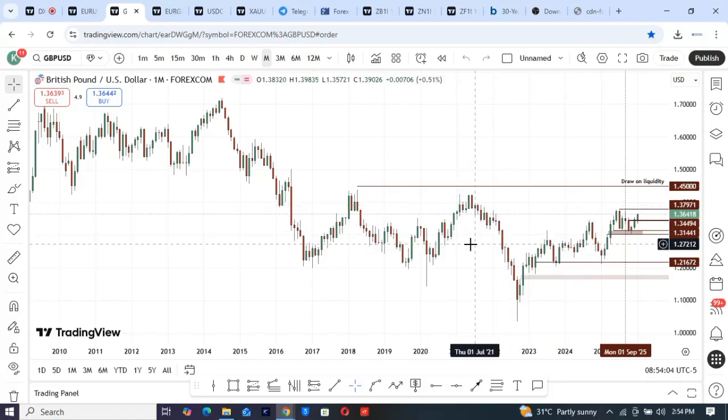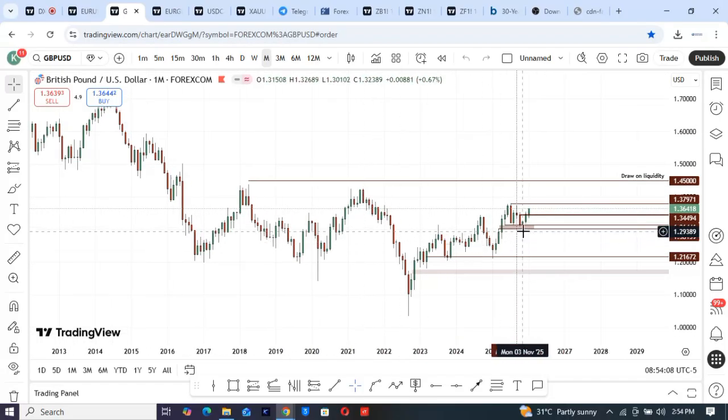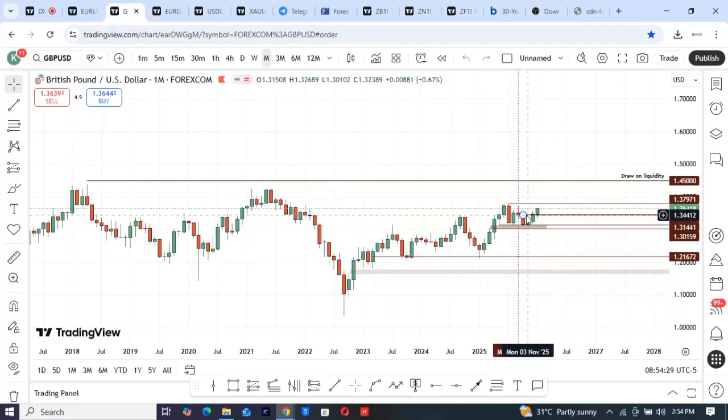For the pound, we do not want to see this high, this low taken out over here. This low taken out over here. Remember, this is where it was distributed across the intercorrelated pairs. It was what accumulated. So we want to see this order block over here serve as support.